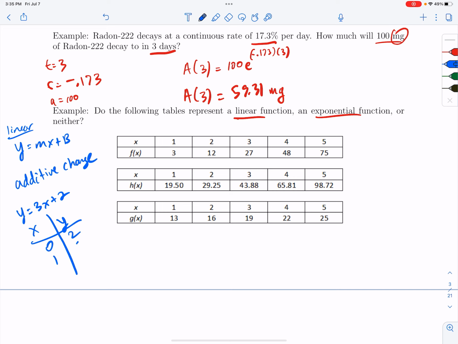when x is 0, I get 2. When x is 1, I get 5. When x is 2, I get 8. When x is 3, I get 11. What we notice is that we're adding 3 each step. Okay, so that's when something is linear.